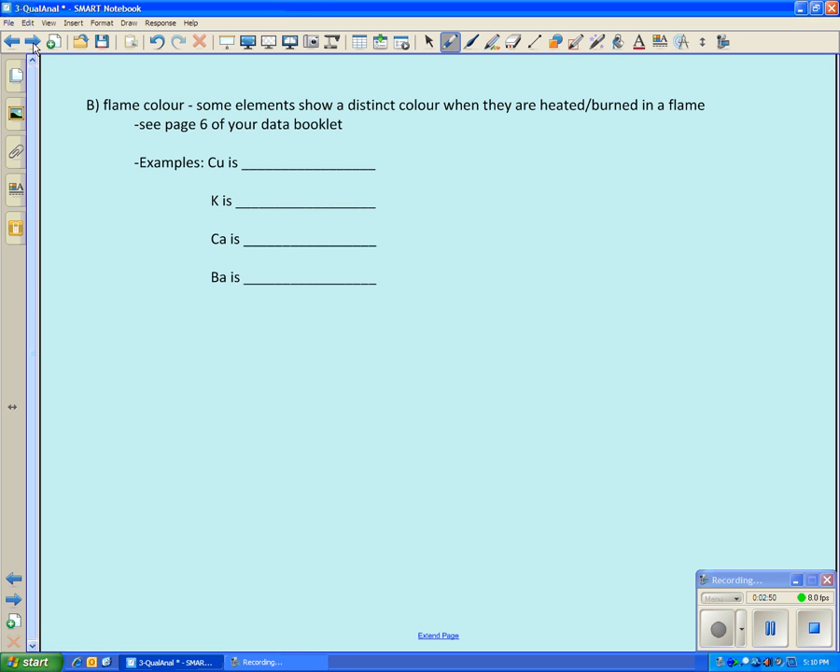Copper, when it's in solution or in solid form and is put into a flame, will produce a blue or green color. Potassium forms a violet color. Calcium, according to your chart, will be yellowish red. So that's not orange. You'll actually see parts of the flame that look a bit more yellow and parts that look more red. And barium is yellowish green. So again, you'll see some parts that look yellow and some that look green.